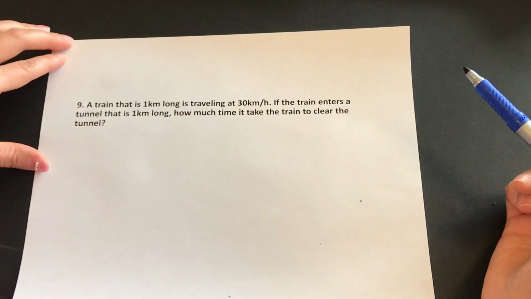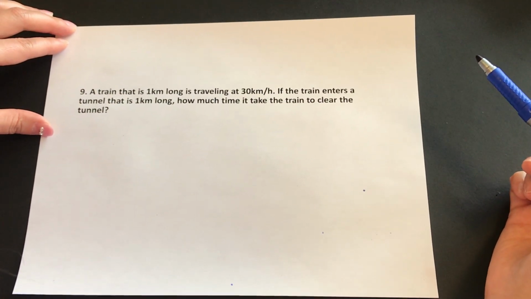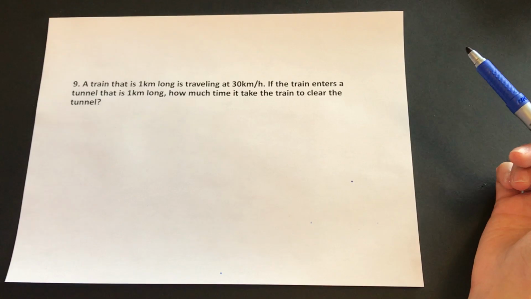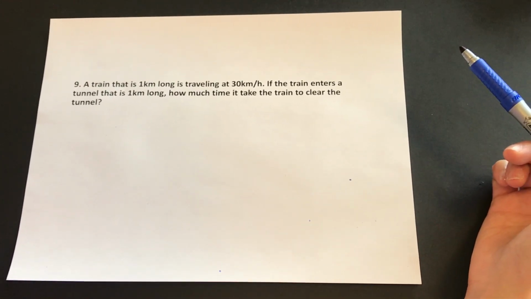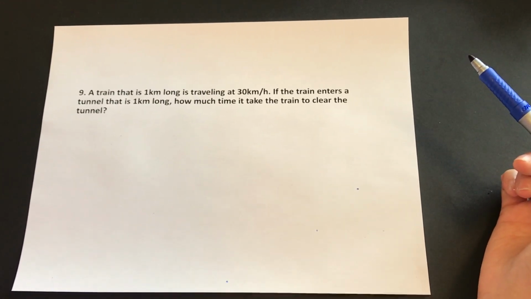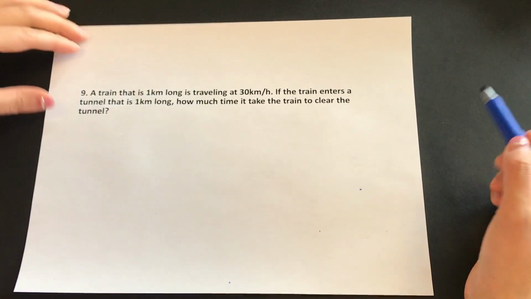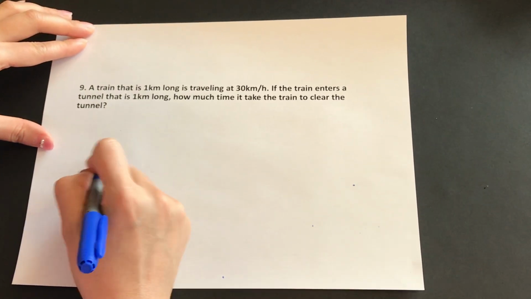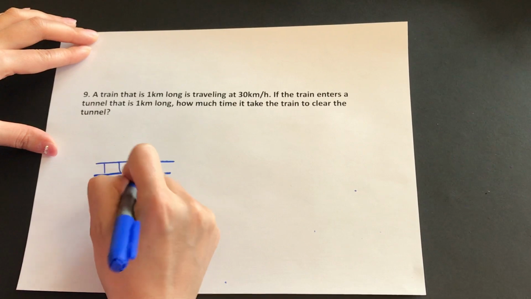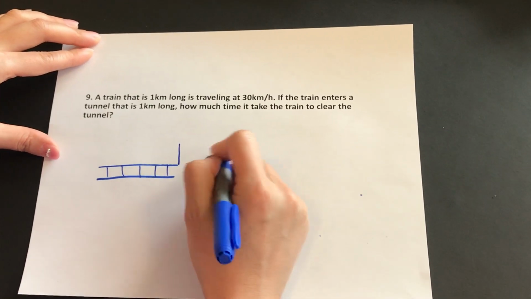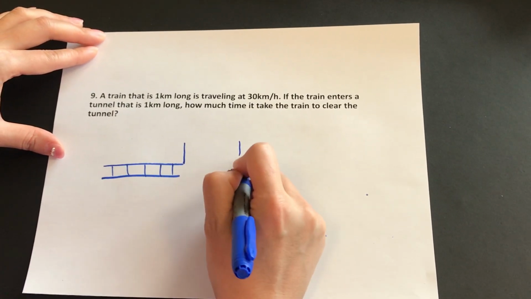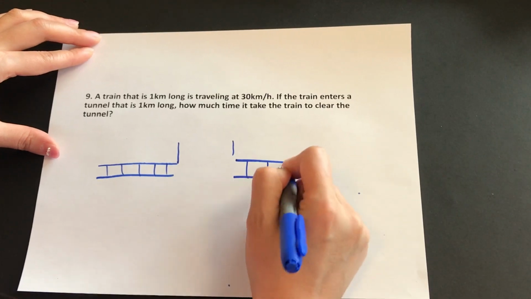Number 9, a train that is 1 kilometer long is traveling at 30 kilometers per hour. If the train enters a tunnel that is 1 kilometer long, how much time will it take for the train to clear the tunnel? So for this problem, if we have a track that would go through a tunnel, then continue down the track.